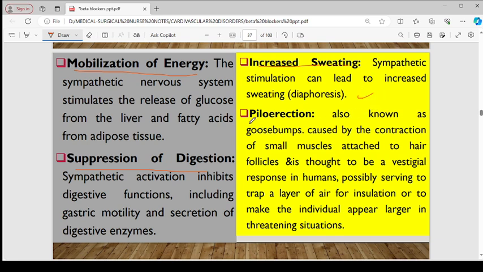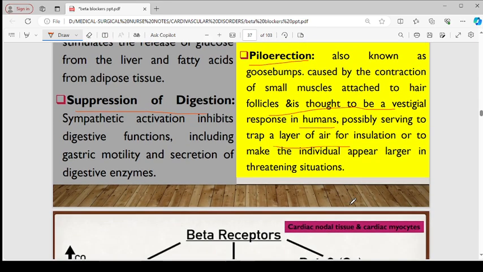And we also have piloerection. It's also known as goosebumps. All right. So this is caused by the contraction of the small muscles attached to the hair follicles, and is thought to be a vestigial response in humans, possibly serving as a layer for insulation, or to make an individual appear larger in threatening situations, and this could be one of the defensive mechanisms.